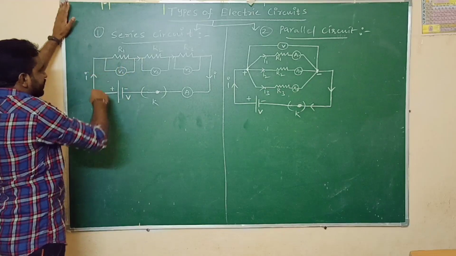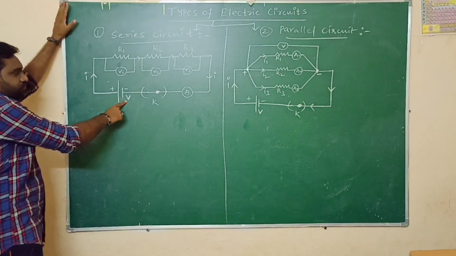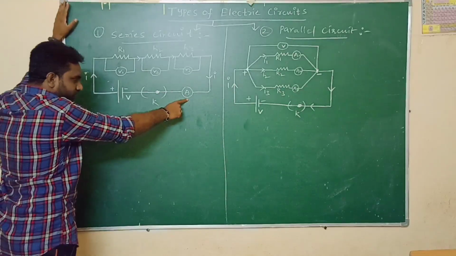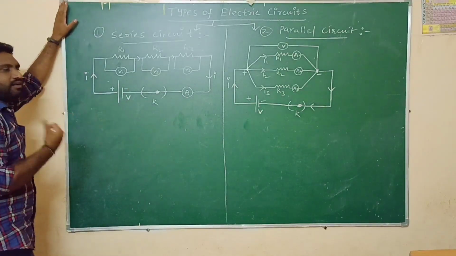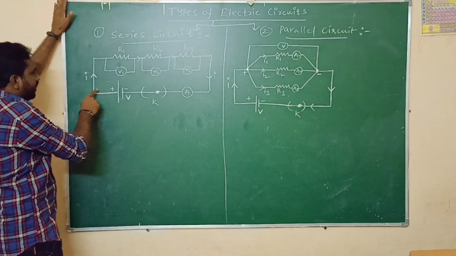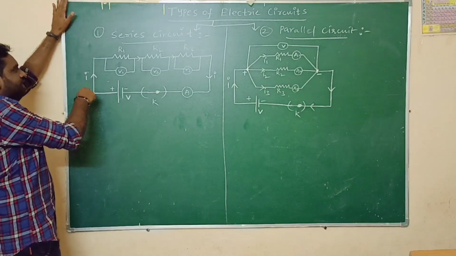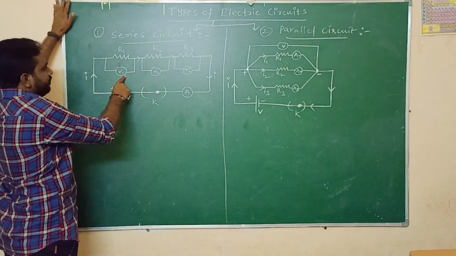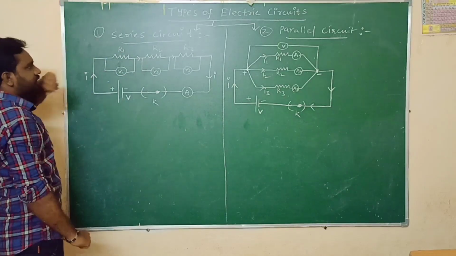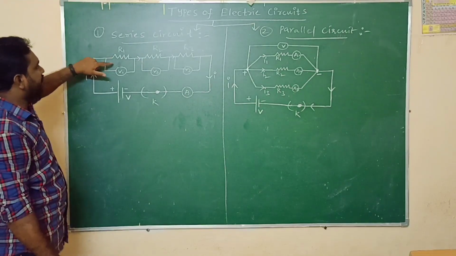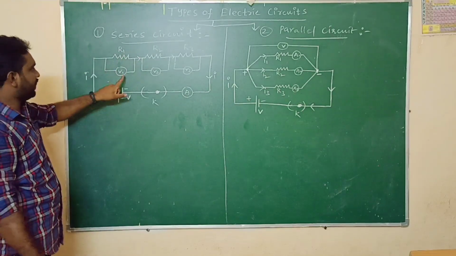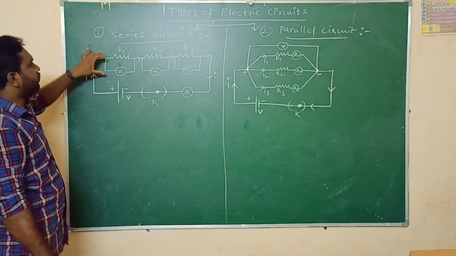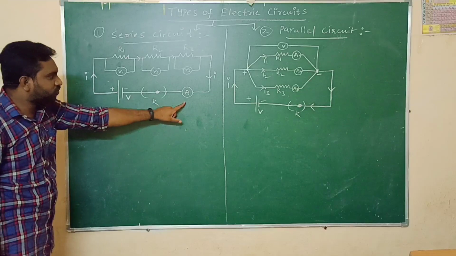These three resistors are connected to a cell of EMF V, potential difference V. Here this is a closed switch, and we have connected one ammeter to measure the current. The total current flowing in the circuit is I, and this is the direction of flow of current from positive to negative. Here we have arranged three voltmeters parallel with respect to the three resistors: voltmeter 1, voltmeter 2, voltmeter 3.